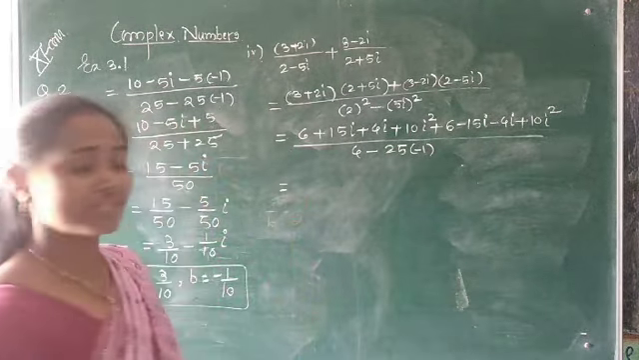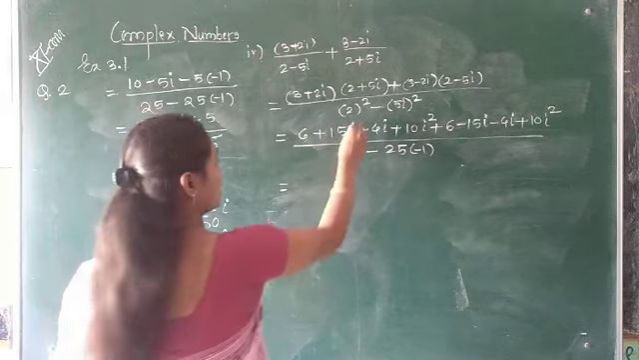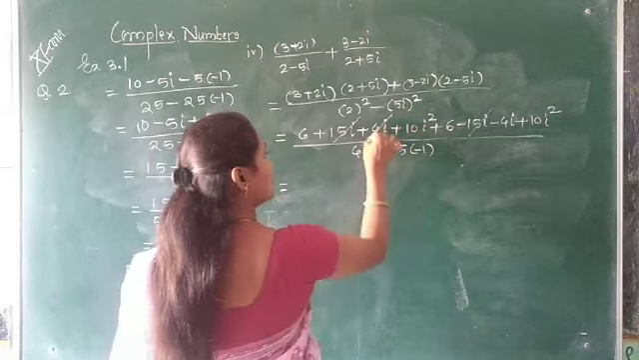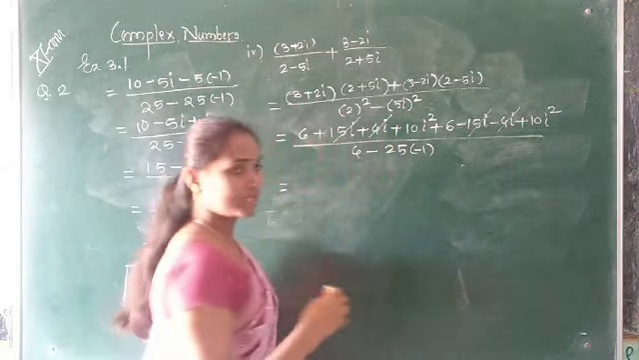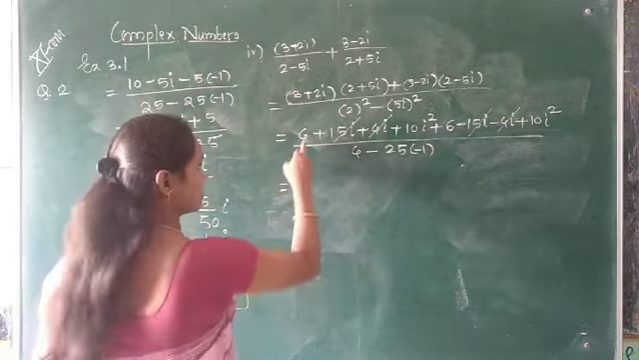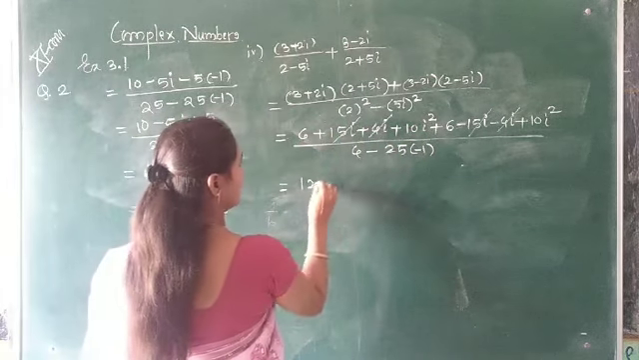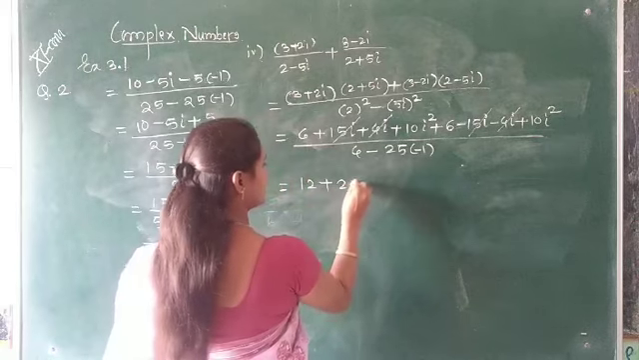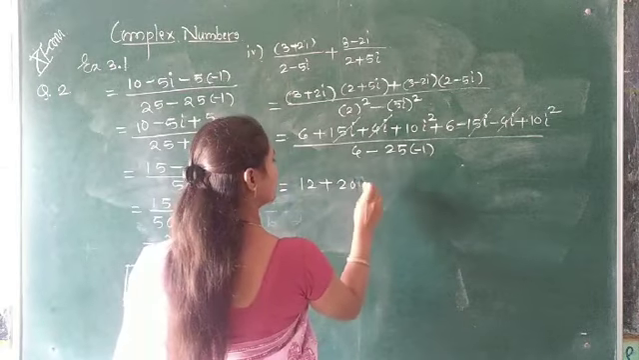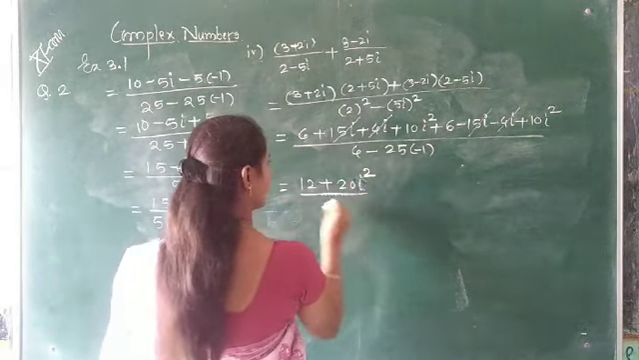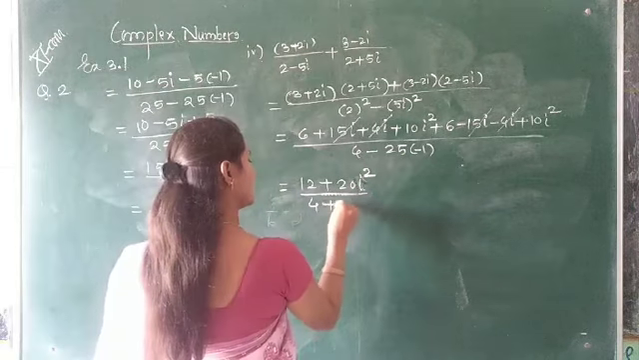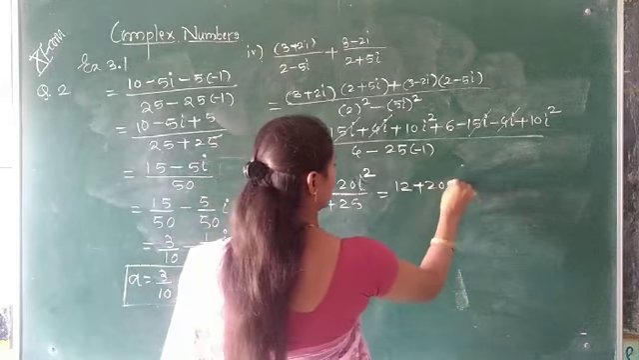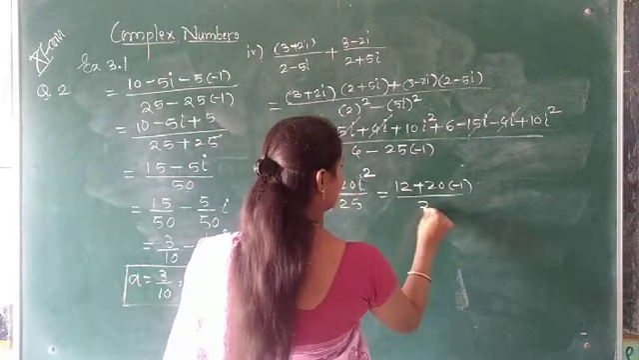Now see, opposite signs are cancelled here. See here, 15i plus and here minus 15i, plus 4i minus 4i. Opposite signs plus and minus will get cancelled. So 6 plus 6, 12, plus 10i squared, 10 into 10, that is 20i squared, upon 4 minus minus plus 25, which is 29.